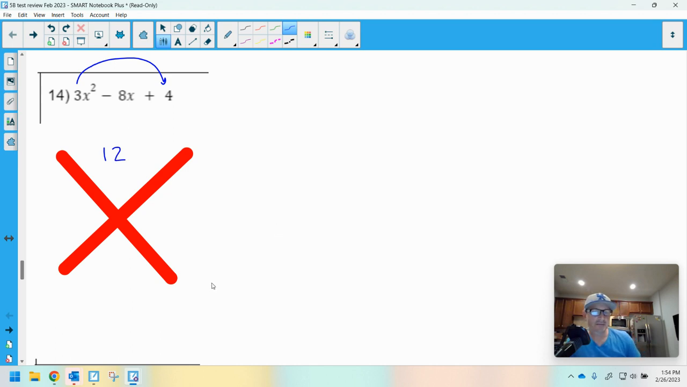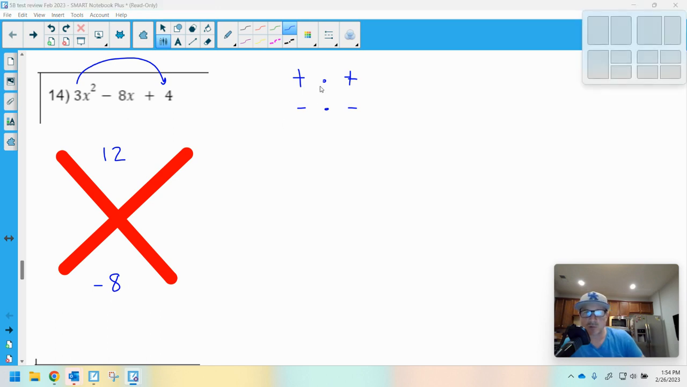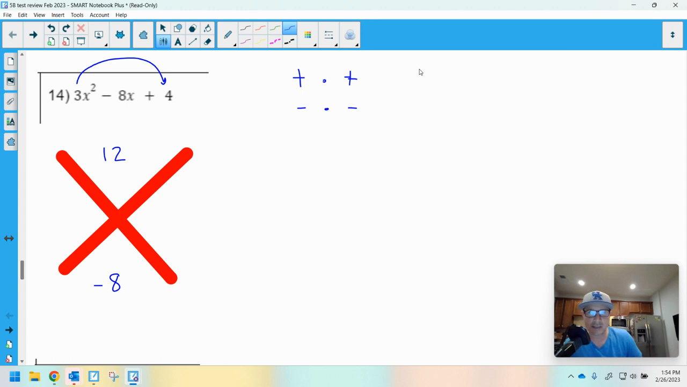The bottom of our X, what do we put there? Hopefully you all said negative 8. We're looking for two numbers that multiply to give us a positive 12. Now let's think about the signs. To multiply to a positive, that either has to be a positive times a positive or a negative times a negative. But it has to add to a negative 8. So two positives don't add to a negative. So we must have two negatives, because if you add two negatives, you will get just a bigger negative.